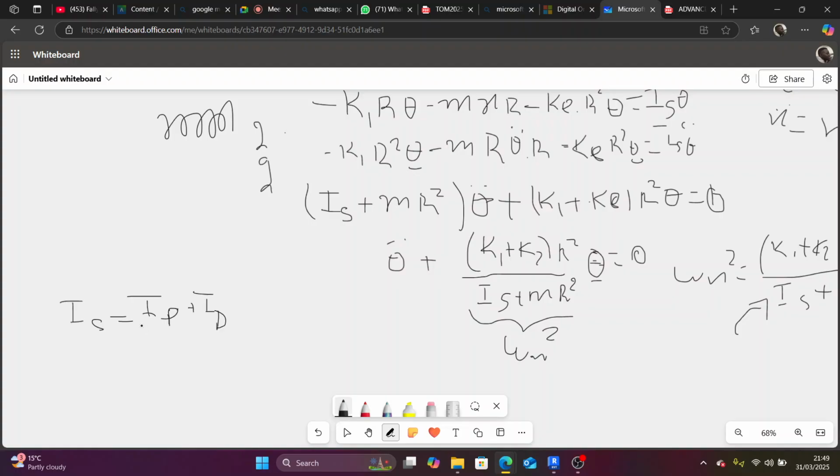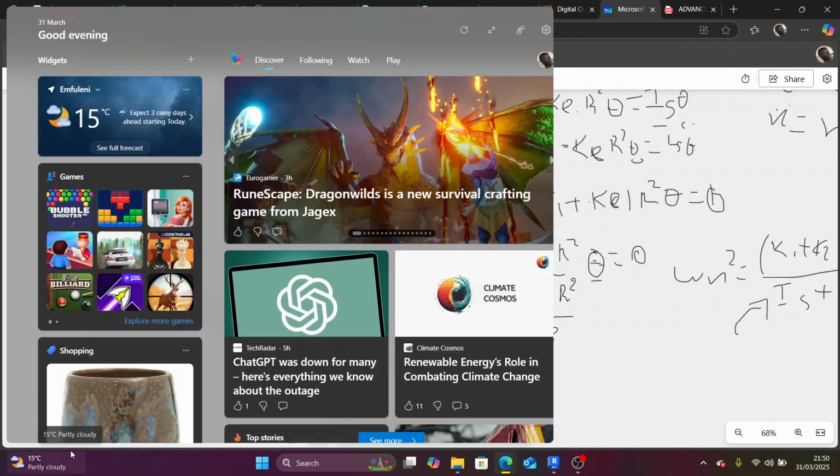Are you with me, guys? But I pulley is given, it's a value, we don't have to worry about it. What is more important for me is how to get I disk. What is the moment of inertia of the disk? It is half the mass of the disk multiplied by the radius of the disk squared.